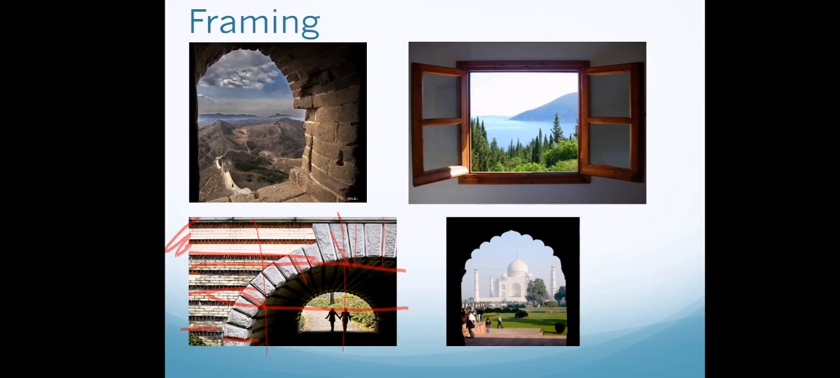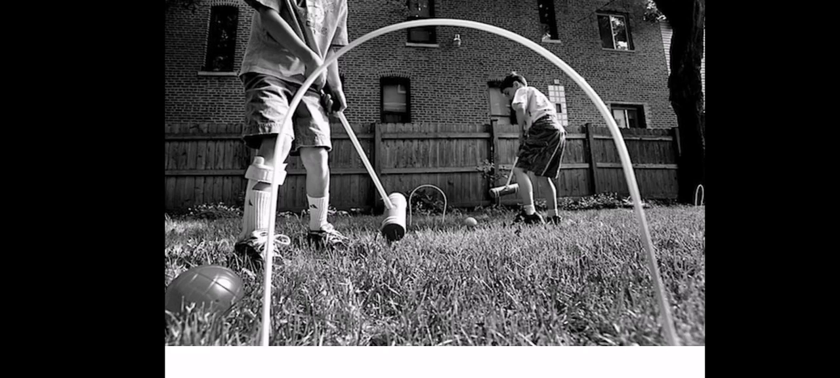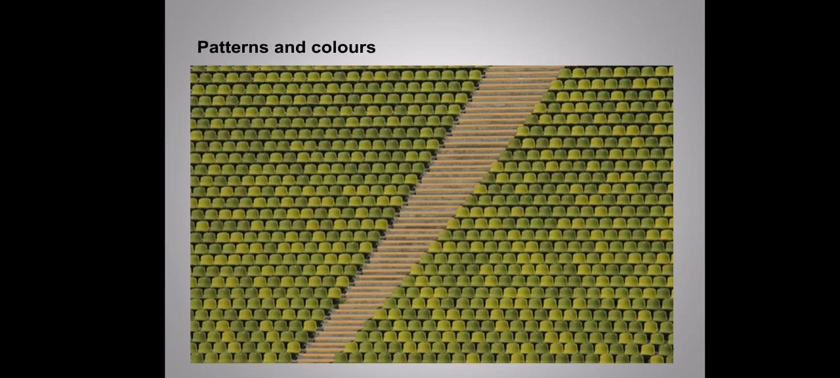Framing is that technique. It doesn't have to be a window or a bridge. Here's an example of, I think it's a croquet post, but it gives that extra framing there for the photo. And this goes back to what I was saying about black and white. If this was a colour photo, I think it would probably be too busy. But the fact that it's black and white helps to simplify the background and makes it a good photo using framing as a technique.